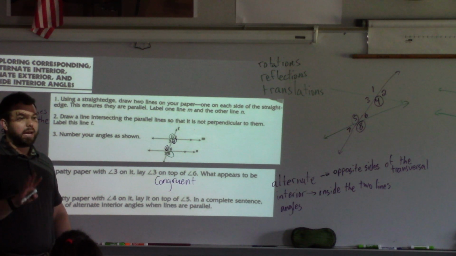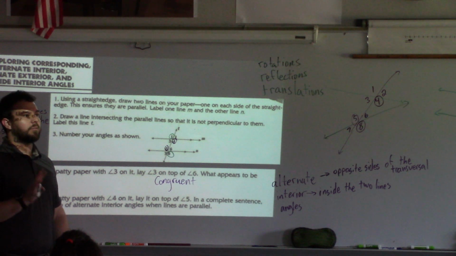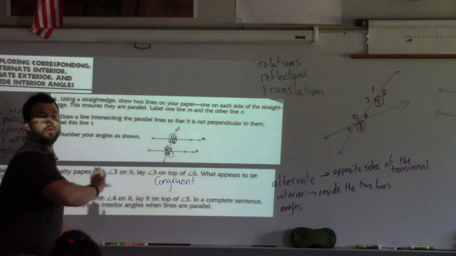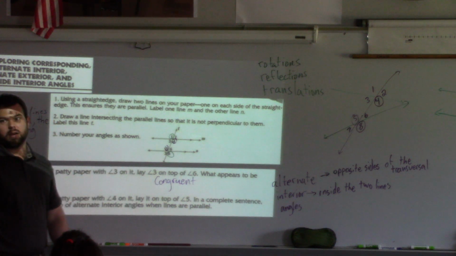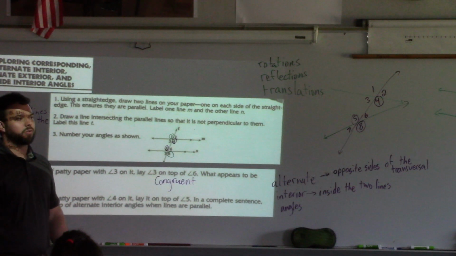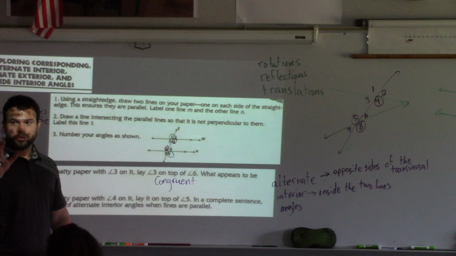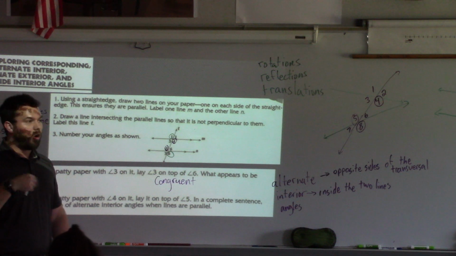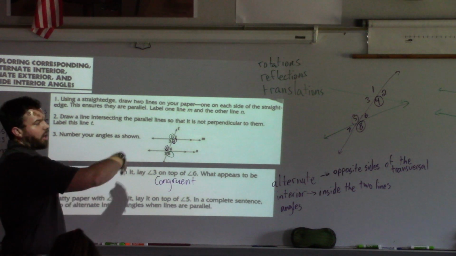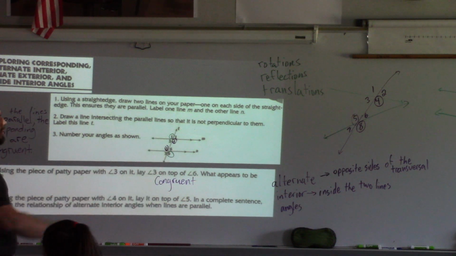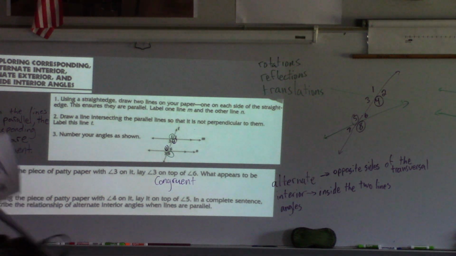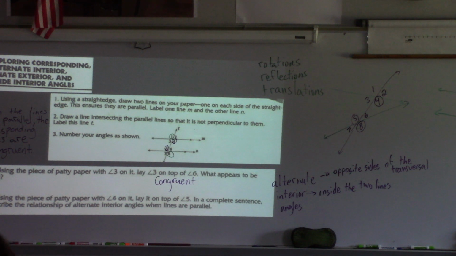The mathematical words make sense when you learn how to break them down. No one broke this down for me when I was in high school, or when I took this in middle school, and it made me struggle. It's all there though. Alternate just means opposite sides of the transversal. Interior means inside the two lines. So, what would we need to write here for number 9? What would we need to write?